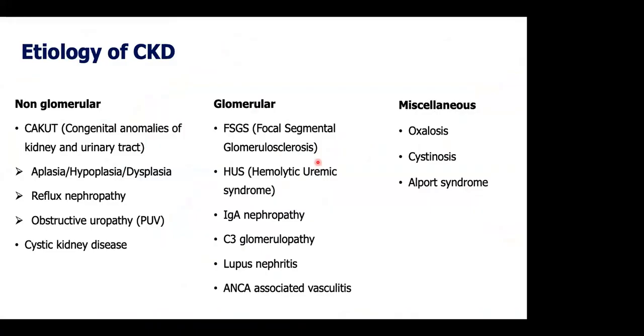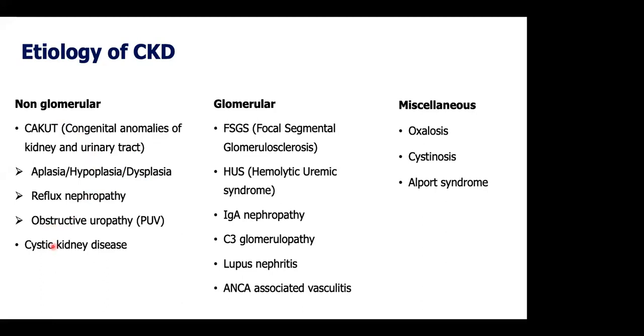Coming to the etiology of chronic kidney disease in children, certainly the non-glomerular causes, that is the congenital anomalies of kidney and urinary tract, are more common in children, which include aplasia. That means mostly the absence of one kidney, since the absence of two kidneys is not viable for the fetus. Hypoplasia means both kidneys are smaller in size, which could account for low GFR, and dysplasia as well. Reflux nephropathy is mostly because of primary vesicoureteric reflux, or it could be secondary to a neurogenic bladder due to some defects in the spine and spinal cord. And obstructive uropathy, most commonly secondary to posterior urethral valves, is commonly seen in males.